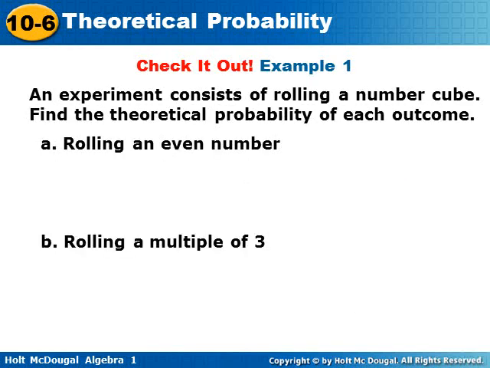An experiment consists of rolling a number on a number cube. Find the theoretical probability of each outcome. You have A and B to do on your own, and then you can check back for your answer.